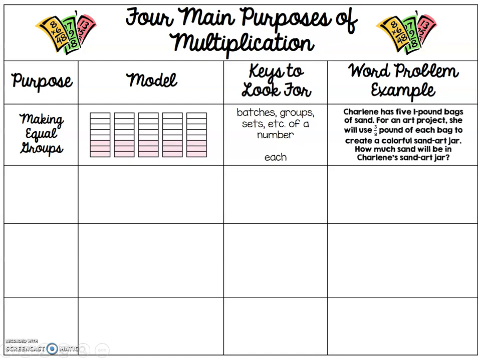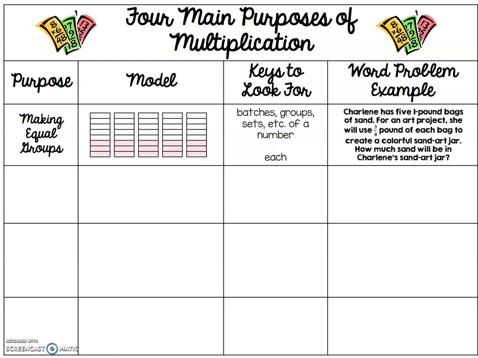So I can draw a picture or a model of this by showing my 5 1-pound bags of sand, and I've shaded in 3/8 from each of those bags, which shows me that I'm taking 3/8 of the 5 different sets. That's making equal groups from these 5 amounts. So that's one reason we might need to multiply.